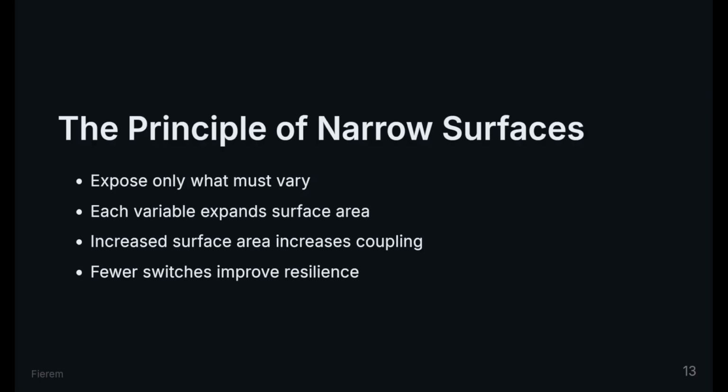A clean interface is narrow. Expose only what must vary. Keep internal decisions internal. Each additional variable expands the identity surface area. More surface area increases coupling. Coupling increases refactor costs. A cockpit with 100 switches is harder to master than one with 10. Every variable is a switch you're asking your caller to understand. Minimal exposure improves graph resilience. Terraform enforces structure. You enforce meaning.